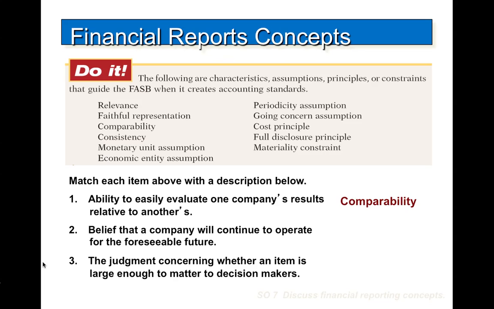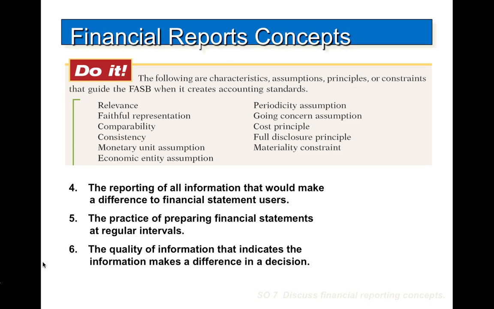The belief that a company will continue to operate for the foreseeable future. It's going to go on and on and on. Going concern. The judgment concerning whether an item is large enough to matter to decision makers. Materiality constraint. The reporting of all information that would make a difference to financial statement users. That would be full disclosure. The practice of preparing financial statements at regular intervals. Periodicity. The quality of information that indicates the information makes a difference in a decision. Relevance.